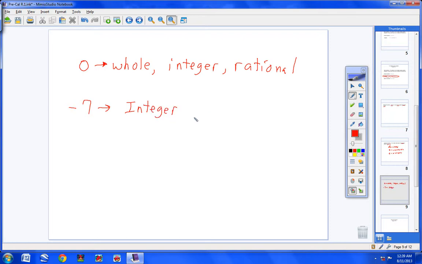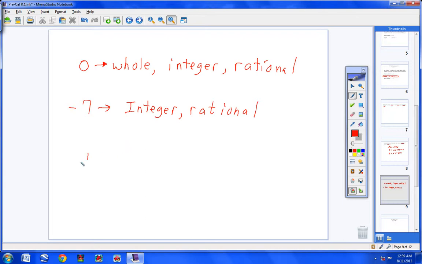It would not be a natural number. Natural numbers start with the number 1 and move to the right. It would be a rational number because it is an integer. All right, let's try another one real quick and then we'll move on.